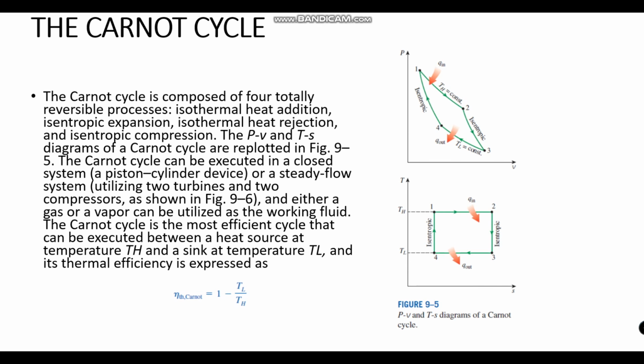PVTS diagrams of the Carnot cycle are presented in the pictures. As you can see, isentropic means that S is constant. Isothermal means that T is constant, right? The isothermal process in the PV diagram is shown by these lines. This is the same for the TS diagram, right? Isothermal, isentropic.